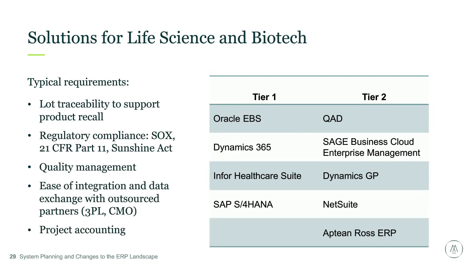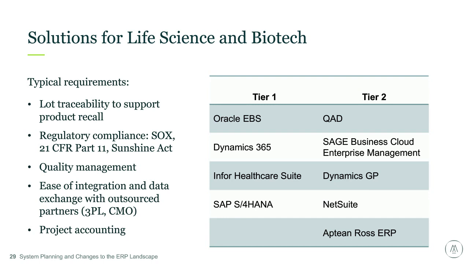Another industry that we want to explore key requirements is life science and biotech. And here we see batch or lot traceability to support product recall, regulatory compliance for SOX, for 21 CFR Part 11, and here we are talking about electronic record keeping and audit trail. Sunshine Act compliance, and that is the ability to track and report on aggregate expenditure on healthcare providers. That's a compliance reporting requirement that life sciences and biotech companies require of an ERP system, especially if they're paying providers. Quality management is often a requirement.